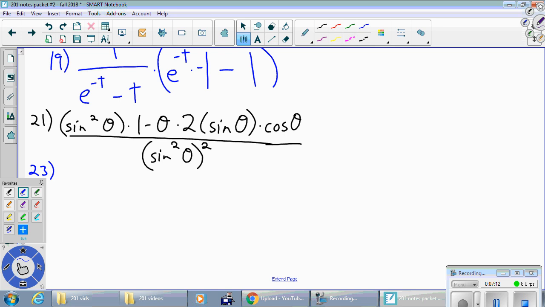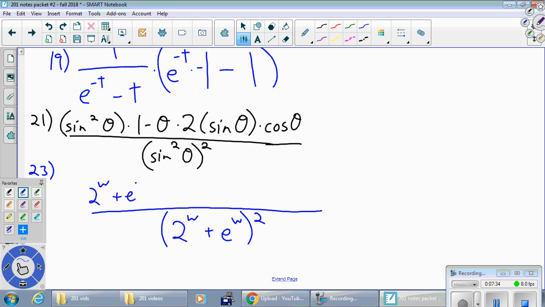23. This again is a quotient rule. Technically, you could avoid the quotient rule if you rewrote this whole fraction as 2 to the w plus e to the w, that whole thing in parentheses to the negative 1. But I'll do the quotient rule here. 2 to the w plus e to the w. That whole thing gets squared. So we go bottom times derivative of the top. And the derivative of the top is 0 minus the top times the derivative of the bottom.